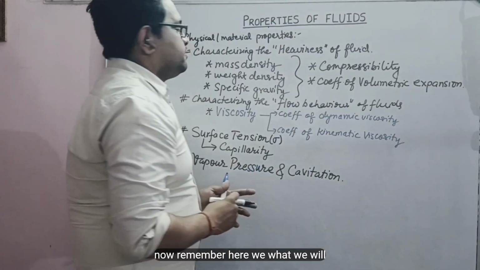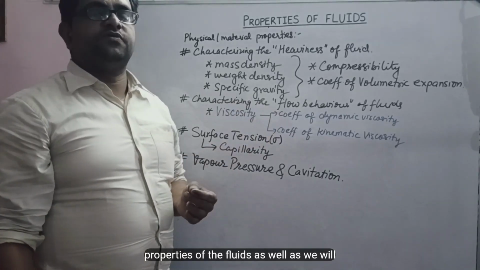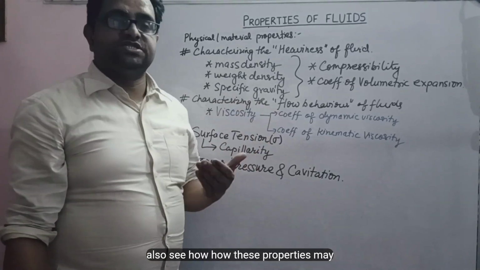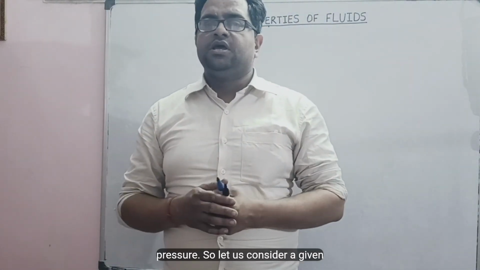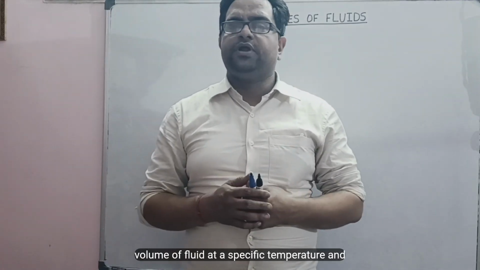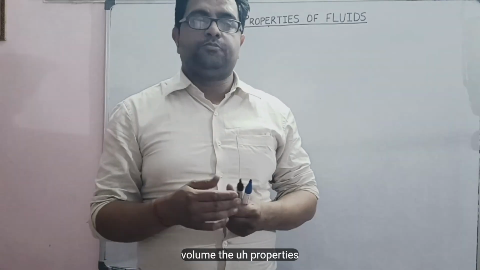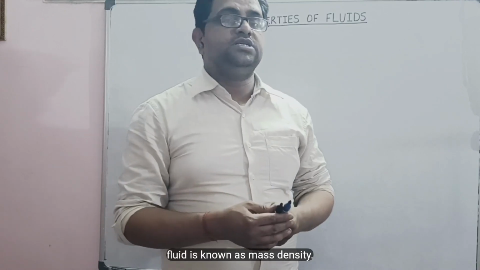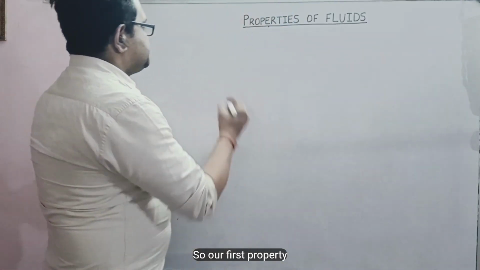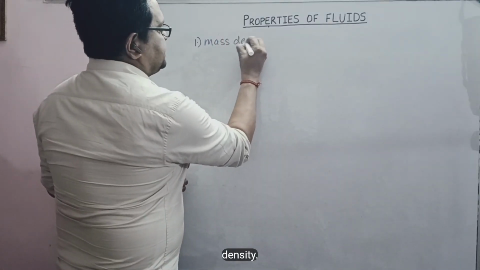Now remember here what we will do, we will learn about the different properties of the fluids, as well as we will also see how these properties may change with change in temperature and pressure. Now we know that materials have definite mass and volume at a given temperature and pressure. So let us consider a given volume of fluid at a specific temperature and pressure. So for that given volume, the property that characterizes the mass of the fluid is known as mass density. So our first property is mass density.